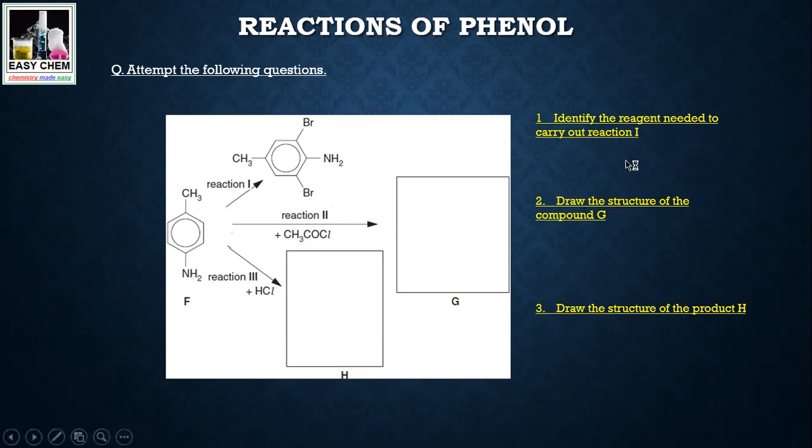We'll see. Identify the reagent needed to carry out reaction 1. What has happened here is a very simple thing. CH3 is there, NH2 is there in F. In the product also, we have CH3, NH2. In addition, what has been added? 2 bromine. So we can add what? A equals bromine. Now we go to 2. Draw the structure of the compound G. What do you think is the structure here?